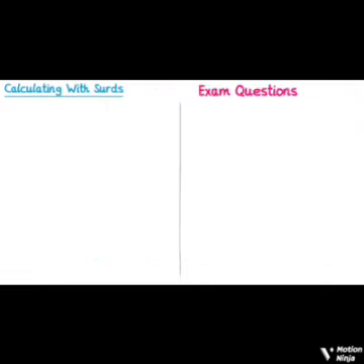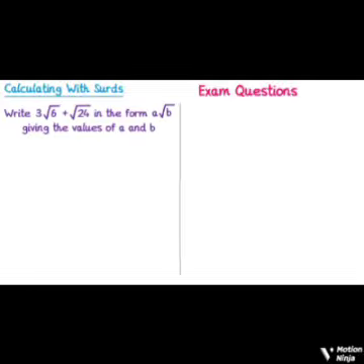Now let's have a look at some questions which are similar to past exam questions. Let's look at this question here. Write 3 root 6 plus root 24 in the form a root b, giving the values of a and b. When it says in the form a root b, that just means we need to get our final answer to be a number, then a square root, then a number. For example, it could be 4 root 7, or it could be 8 root 2. As long as it's in this form, then we know we've got to the answer.